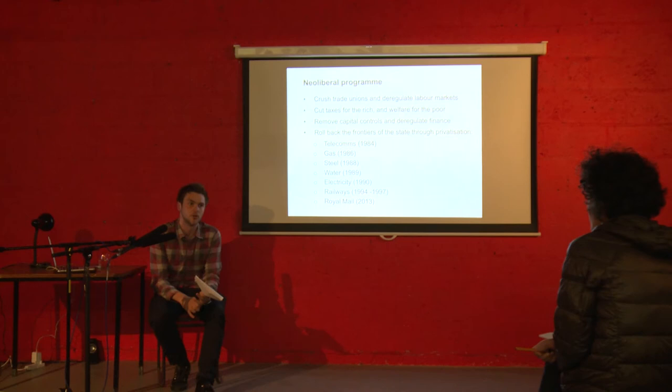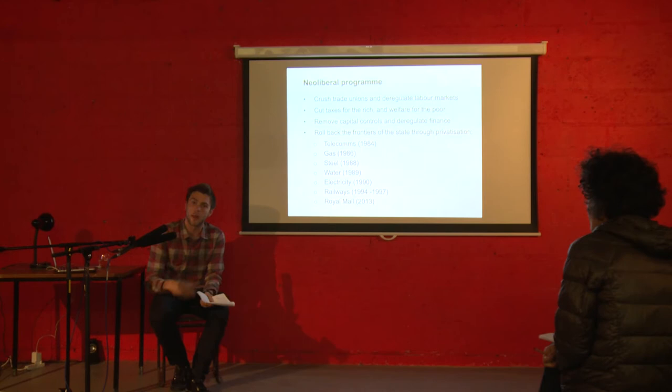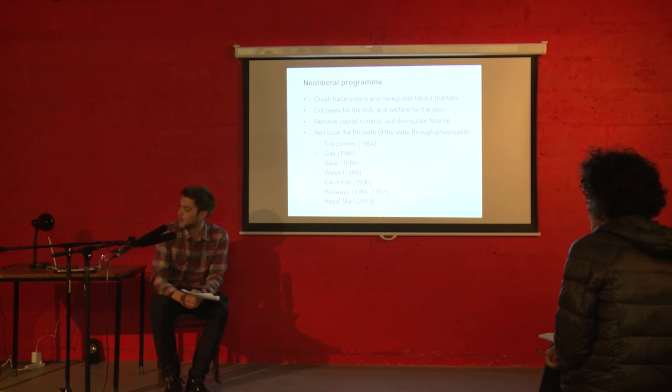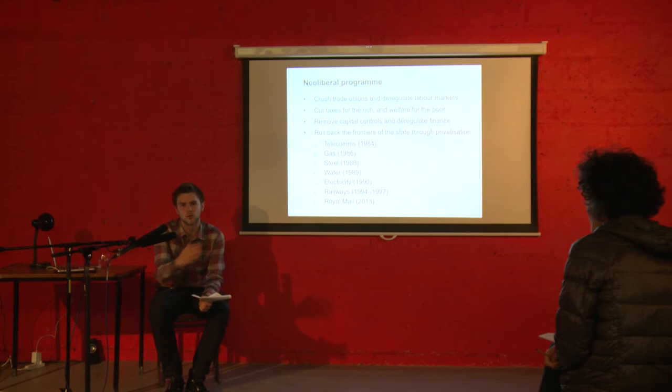And you had a series of quite big privatizations. You had telecoms in 1984, gas in 1986, water in 1989 in England and Wales, while in Scotland it remained in the public sector. Electricity, railways, and this went through. There was a really big burst, but it has been slowly continuing. Then, of course, we had the Royal Mail very recently, a recent example of that.